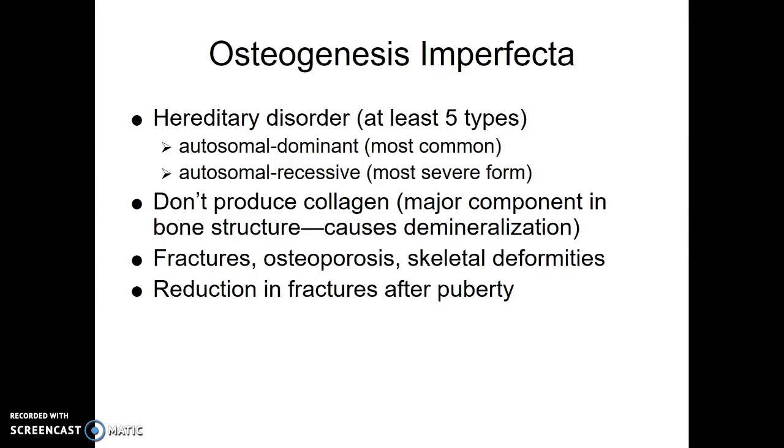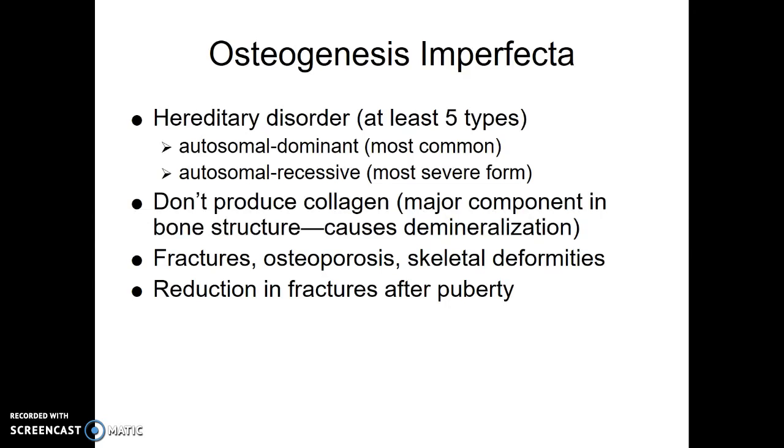You only have to have one gene for it and you will have the disorder, but it's usually not overly severe. There's other forms, the autosomal recessive, and this is where both parents are carriers and are going to pass it on to a quarter of their children will end up with it. That is the most severe form.